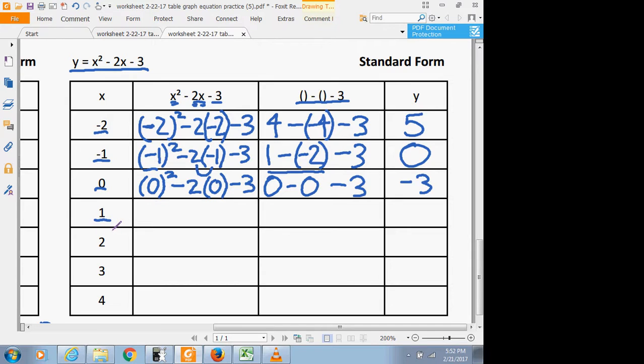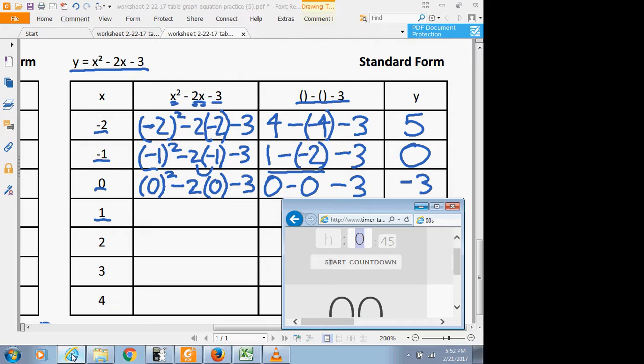Take about 45 seconds, plug in x equals 1. What happens to y when x is 1?